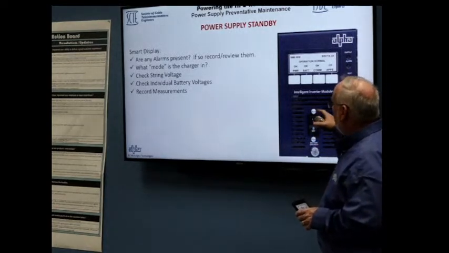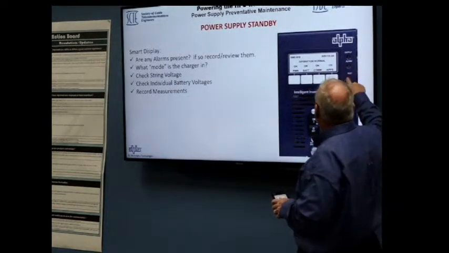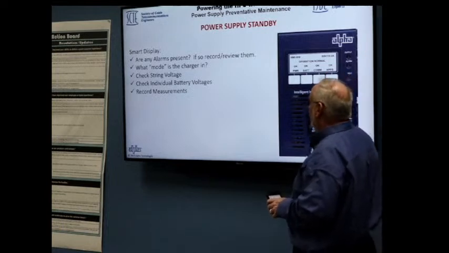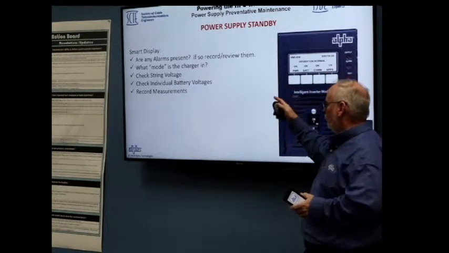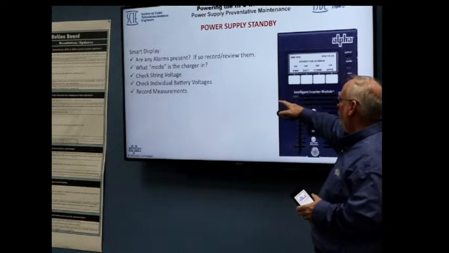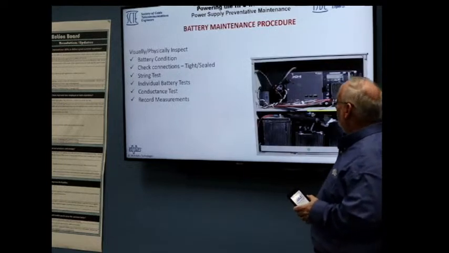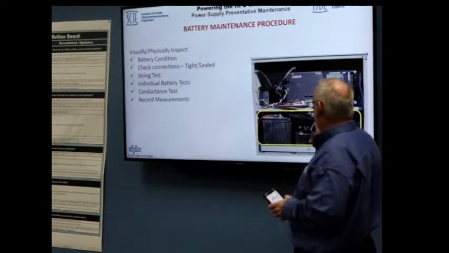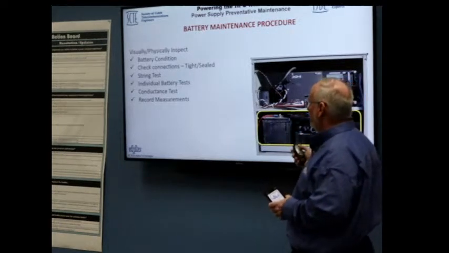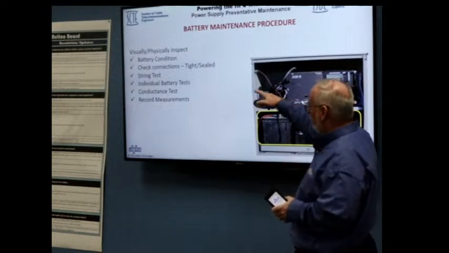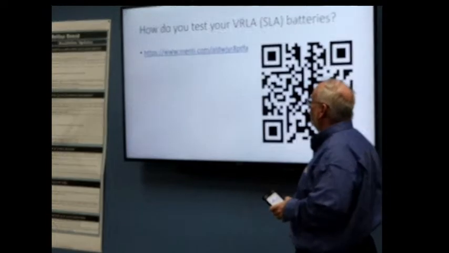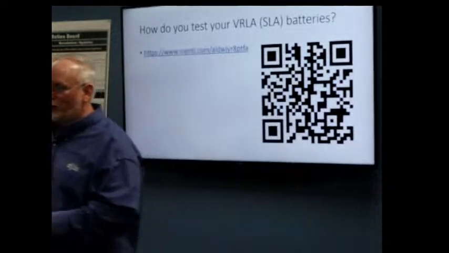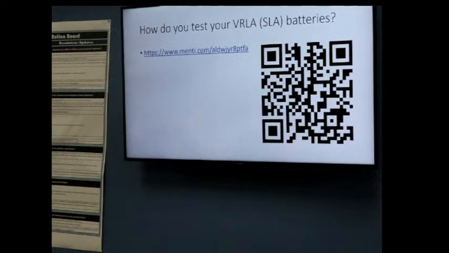On the power supply, there's a smart display and there's a test button. So part of the thing, you're going to have to test the batteries, check the string voltage, check the individual batteries, make sure everything's good there. Physically inspect, again, make sure the battery connections are tight and the batteries are actually physically there. Individual battery test, conductance test. And that's the next question on my list, is how many people have conductance?